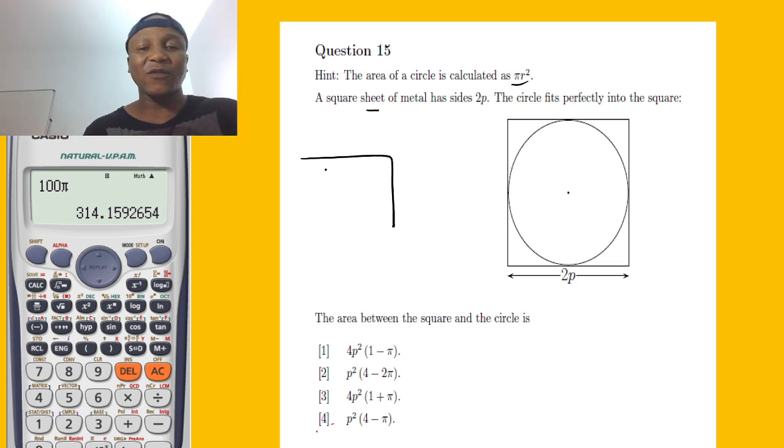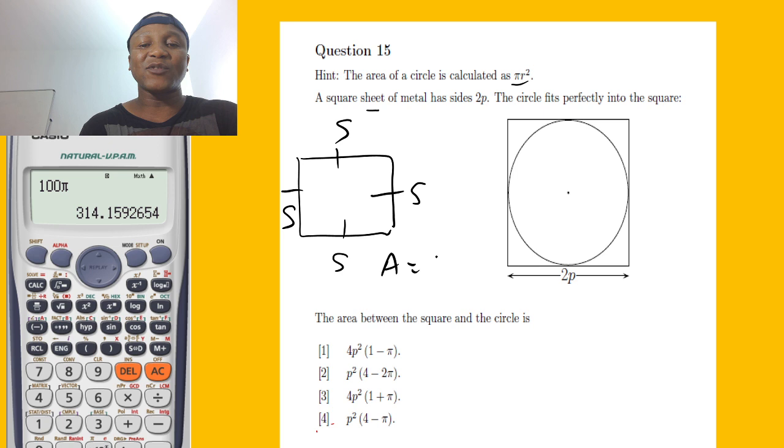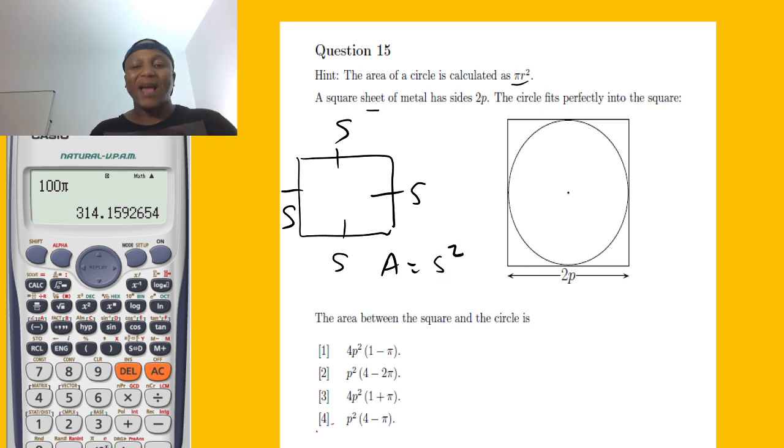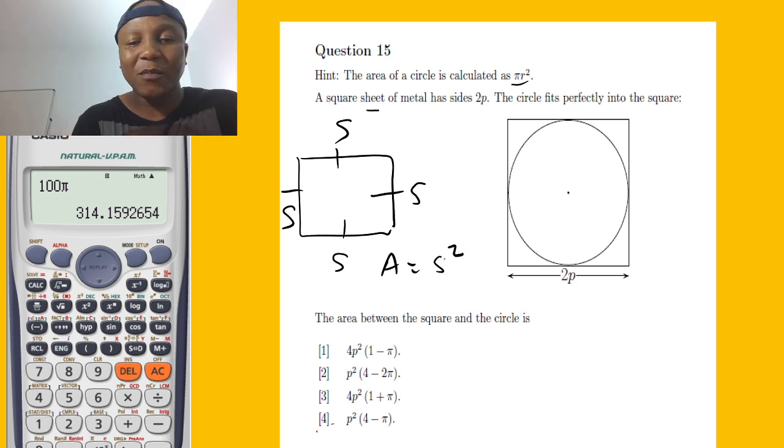If you have a square like this, let's say this side is 5. For a square, all the sides are equal, so this is 5, this is 5, this is 5, and this is 5. The area equals side squared. What does squared mean? It means take the same number and multiply it by itself. So for 5 it is 5 times 5.